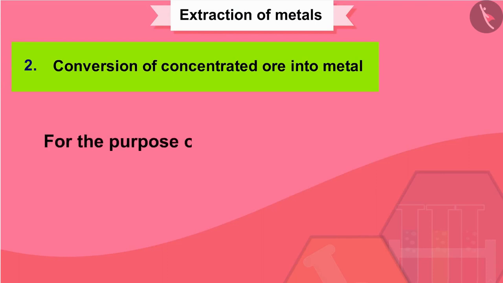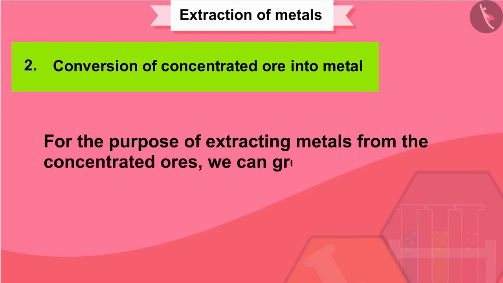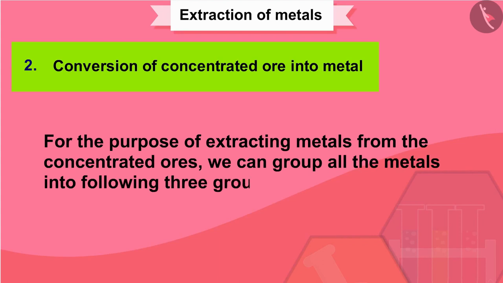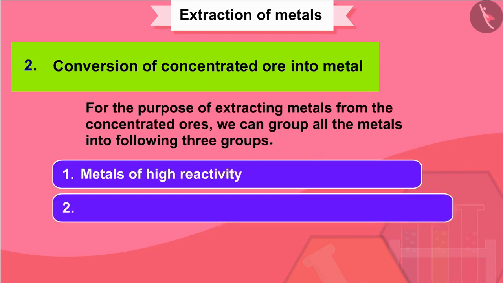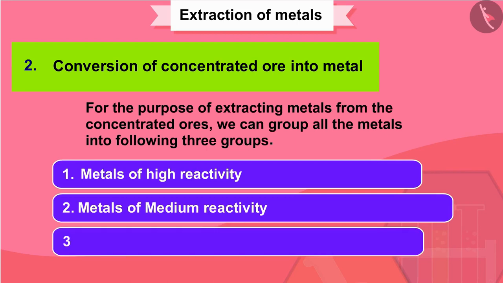For the purpose of extracting metals from the concentrated ores, we can group all the metals into following three groups. 1. Metals of high reactivity. 2. Metals of medium reactivity. 3. Metals of low reactivity. We will now discuss each of the three categories one by one.